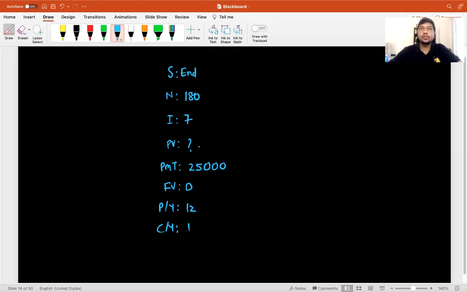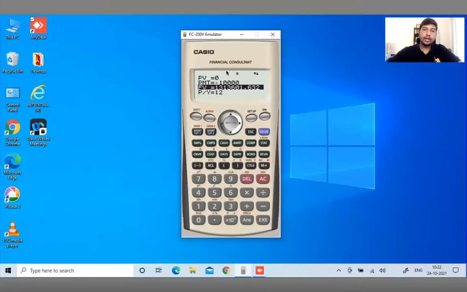From the examination perspective, ensure that you follow this practice wherein the C by Y will be equal to P by Y. Okay, the answer will be slightly different. I'm talking from a practical perspective. So now if these are your inputs, you need to calculate what is the PV. So let's do it in the calculator.